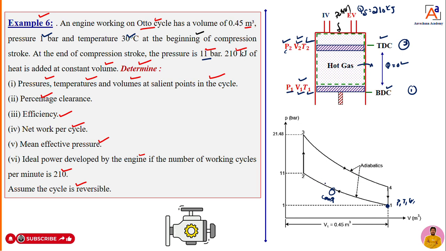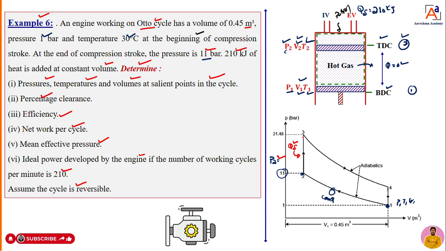That's fine. The next, once the air-fuel mixture gets compressed, the piston reaches point 2. That means the pressure is increased. How much is the pressure increased? That is 11 bar. That is P2, so P2 is 11 bar. Then what will you do? Once the compression ends, he is going to supply a certain amount of heat. That amount of heat he has already given, that is 210 kilojoules.